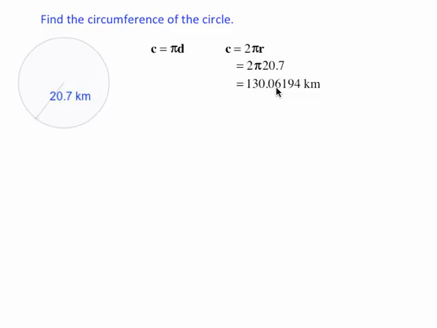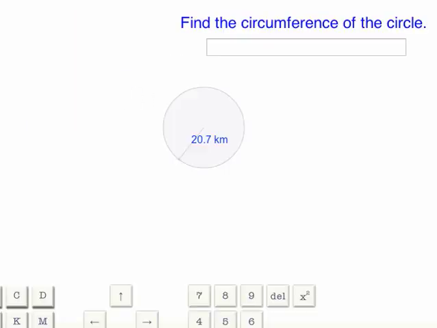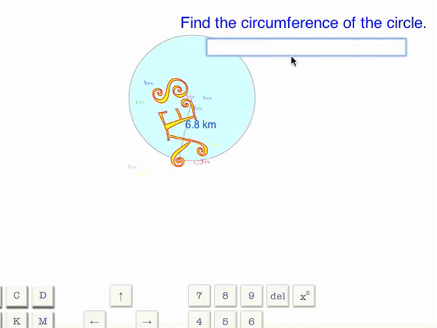And that gives me 130.06194, and then keep the proper units, kilometers. Okay, so there we are, and I'm just going to round that to 5 or 6 decimal places, doesn't really matter. So kilometers, and that's it. Okay, let's do another one.